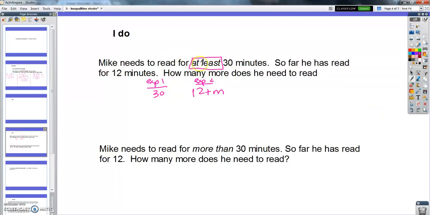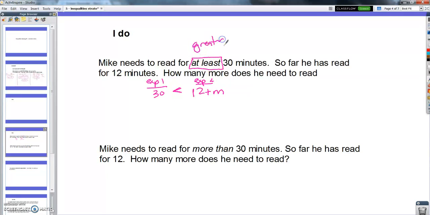Here's how we write that. I'm going to write that as this, the 12 plus his minutes, needs to be more than 30 minutes. Or actually, at least means it can be greater, or it can be equal. If he reads for 30 minutes, that's still okay. So in addition to being greater, we have a sign where we write that it can be greater or equal to 30 minutes. And it looks like this. We make the greater than sign, and we also put like half an equal sign underneath it. So this is going to be my new expression here.